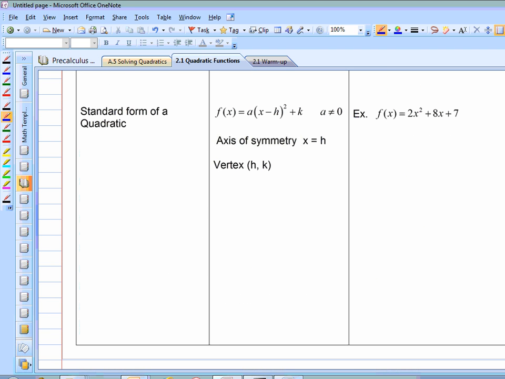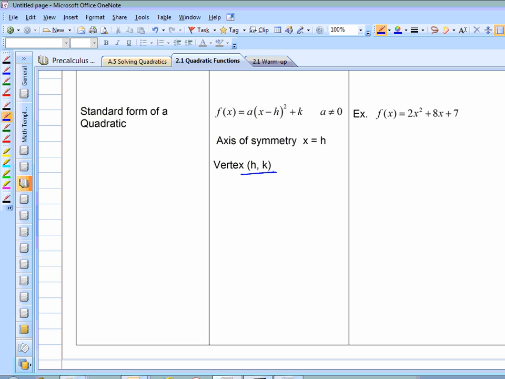This is the vertex form. We looked at this a little bit in A5 when we completed the square and moved it to vertex form. Let's talk a little bit about what you're looking at here: a times (x minus h) squared plus k, where h and k are your vertex, and of course h is the axis of symmetry.